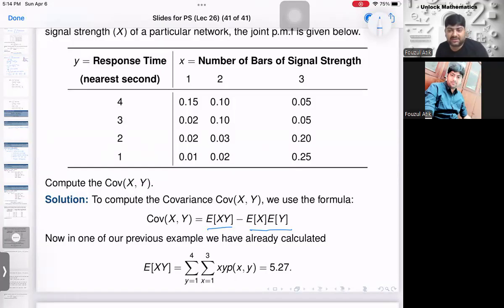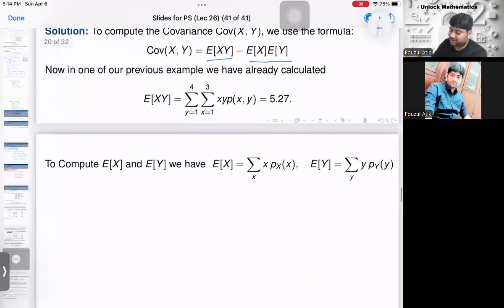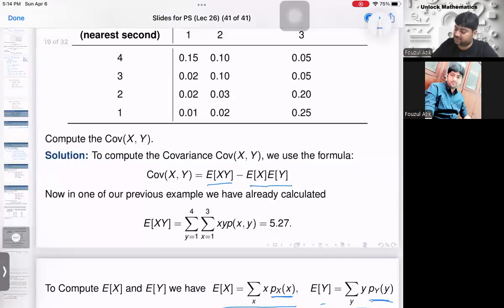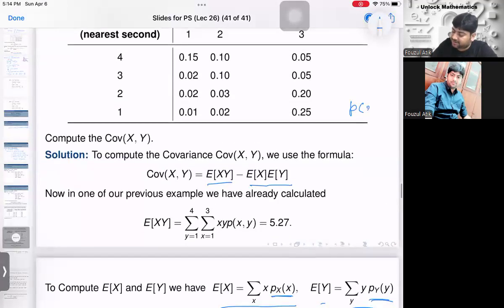But to get the individual expectation, what do we need? What is the formula for expectation of some random variable? It is expectation of x is x into p_X(x). p_X(x) is the marginal probability mass function of x. E(y) uses the marginal probability mass function of y. So we need to first calculate p_X(x) and p_Y(y), the marginal PMFs of x and y. Now we know that because this is the joint PMF table, from there we can calculate the marginals also. How to do that?